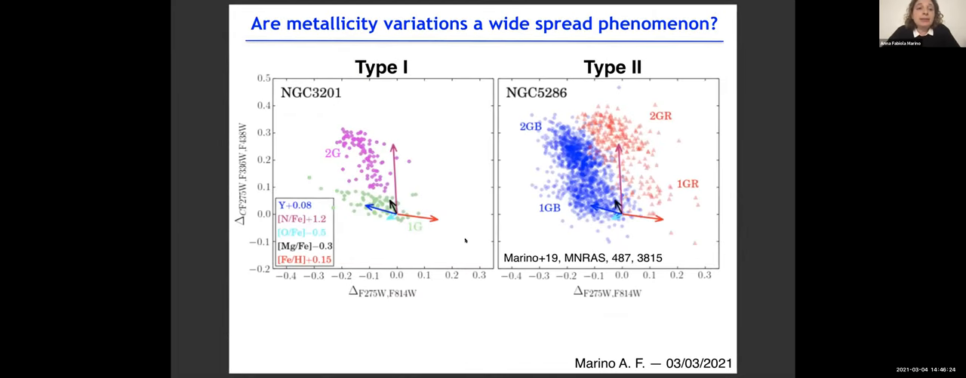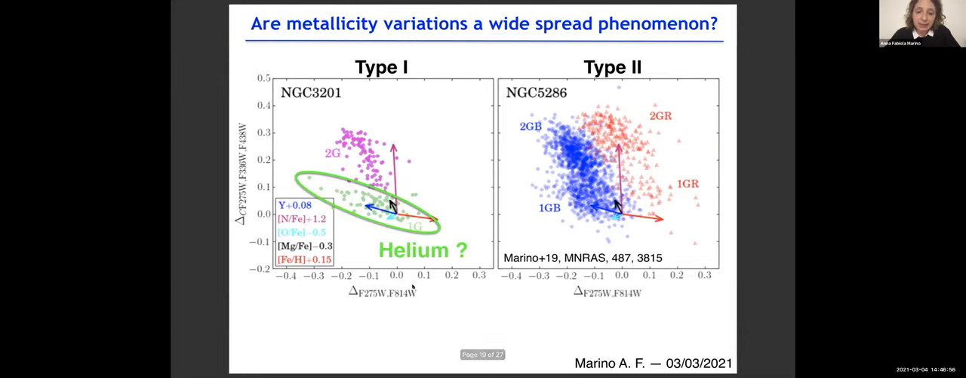Now, in the last 3 minutes, I would like to talk to you about a new phenomenon that we have recently discovered. We have found that maybe the metallicity variations are a more widespread phenomenon, not confined to the type 2 globular clusters, but possibly present also in type 1 clusters, in particular in those clusters that have a large spread in the x-axis, which can be interpreted as helium.